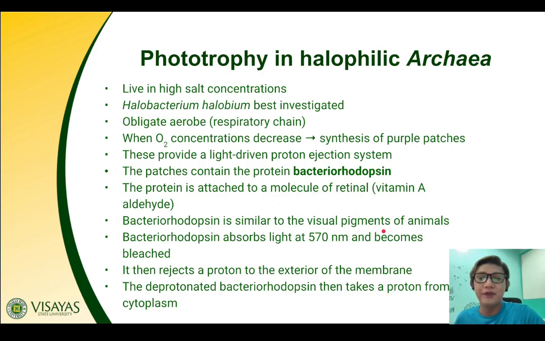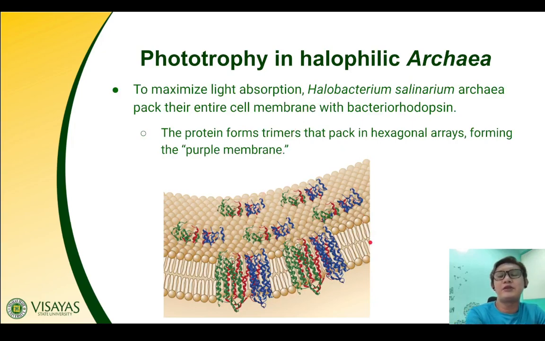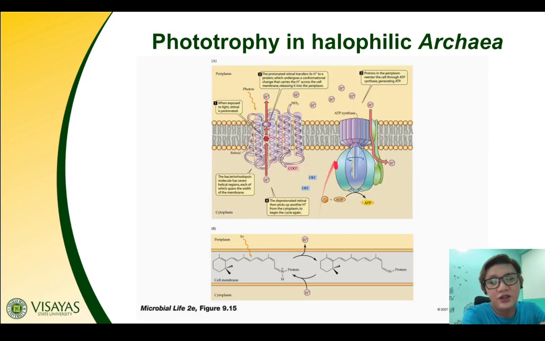Bacteriorhodopsin absorbs light at 570 nanometers and becomes bleached. It then ejects the proton to the exterior of the membrane. The deprotonated bacteriorhodopsin then takes a proton from the cytoplasm. To maximize light absorption, Halobacterium salinarum packs its cell membrane with bacteriorhodopsin. The protein forms trimers that pack in hexagonal arrays, forming the purple patches, or the purple membrane. This is another representation of how phototrophy occurs in halophilic archaea.